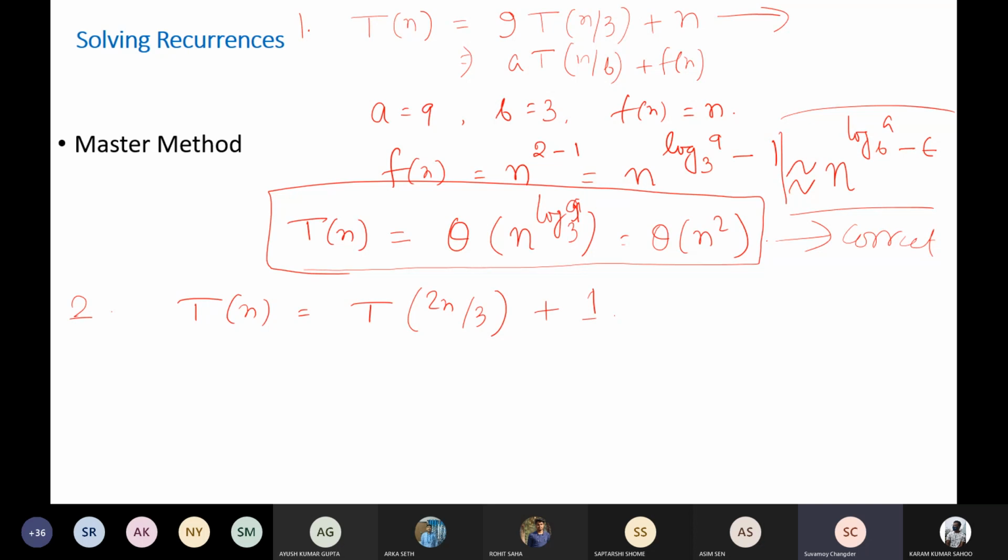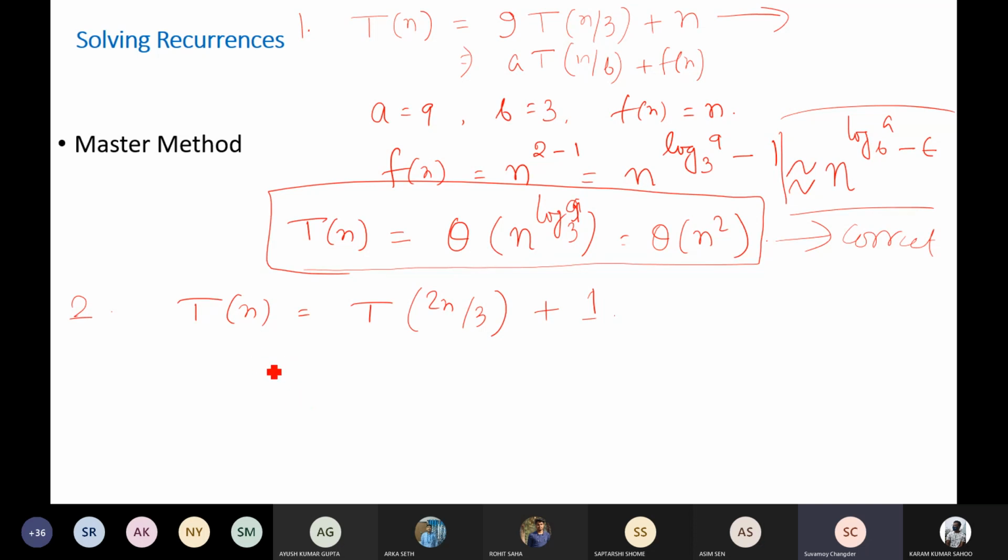So the input will always be divided as n by 3 by 2, so that is equal to 2n by 3. So here, let us find f(n) is equal to this.